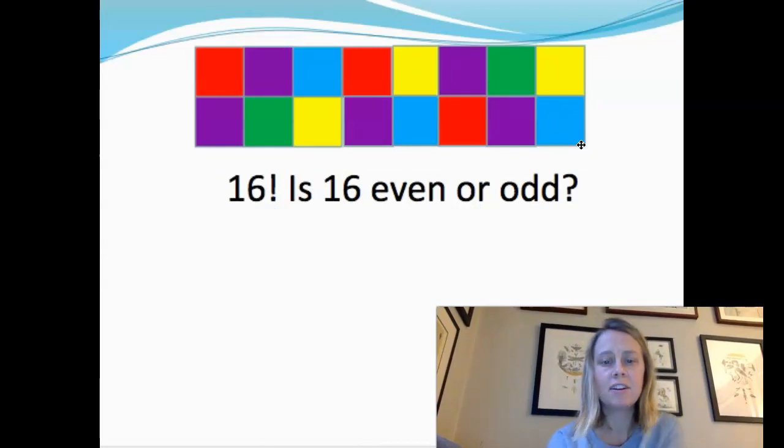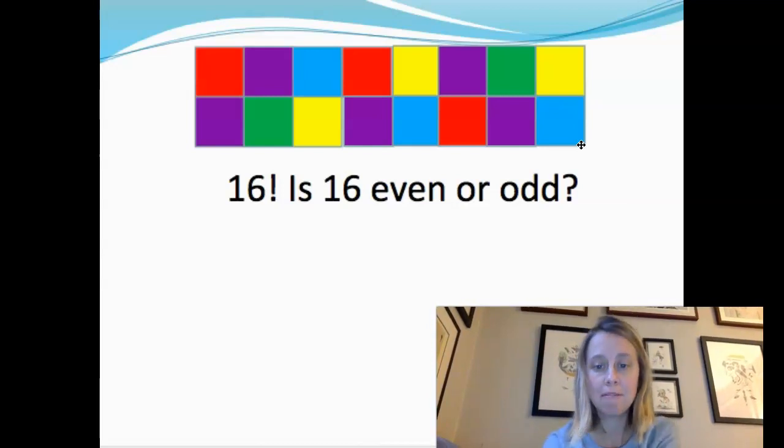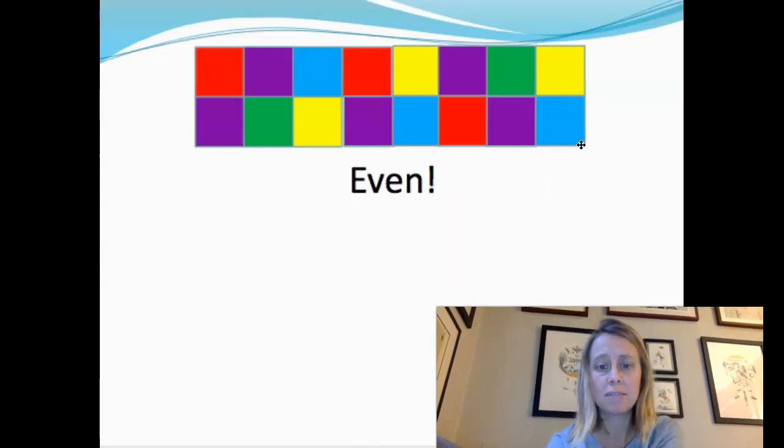Is 16 even or odd? Look at your array to help you. Can you count by twos? Does every number have a pair? You should have answered yes to both of those problems.